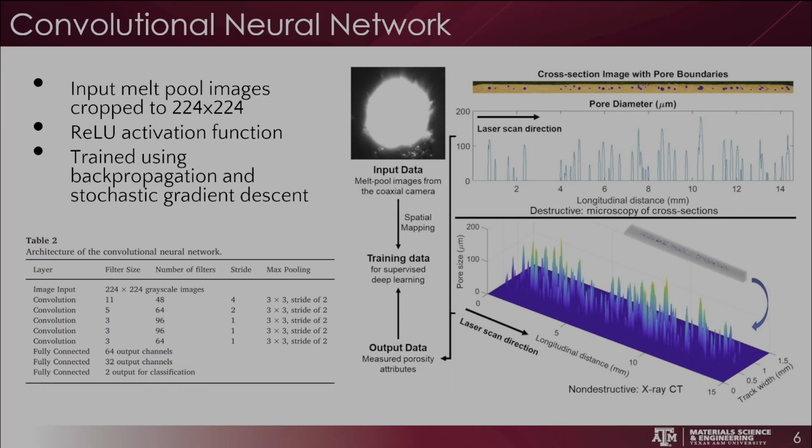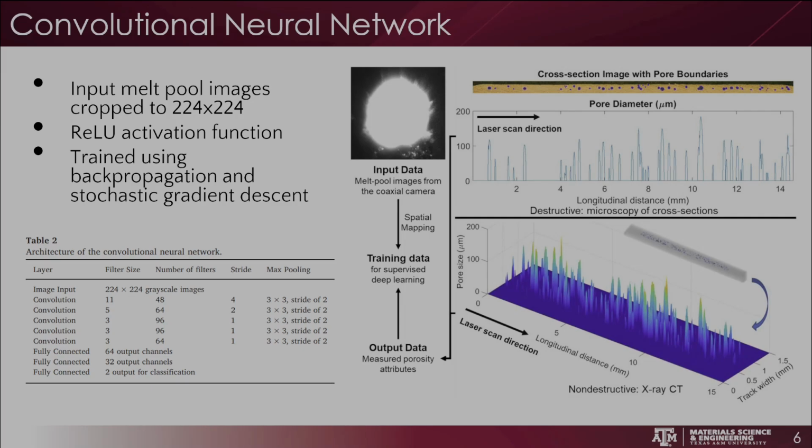The model was trained using the melt pool input data and correlated to the location of the pores on the cross-section images as well as the non-destructive CT scans. So it was trained so that each melt pool was either classified to have a pore in it or not based on the inspection methods.